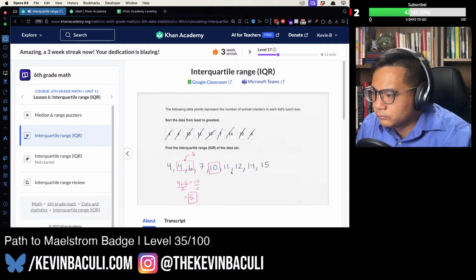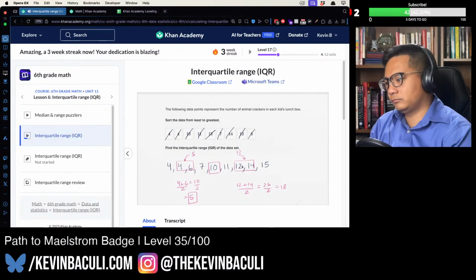And in the middle of the second half, I'm going to do the same thing. I have 4 numbers. So I'm going to look at the middle 2 numbers. The middle 2 numbers are 12 and 14. The average of 12 and 14 is going to be 13. You do 12 plus 14 over 2. That's going to be 26 over 2, which is equal to 13. But an easier way for numbers like this, you say, 13 is exactly halfway between 12 and 14.